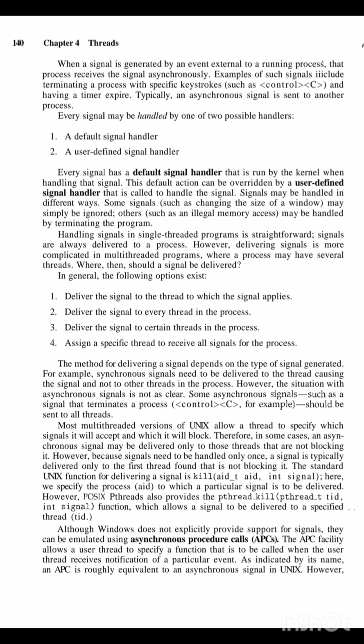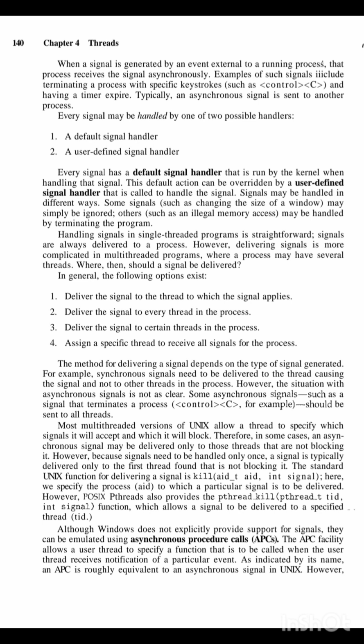found that it is not blocking it. The standard Unix function for delivering a signal is kill. Here, we specify the process to which a particular signal is to be delivered. However, POSIX pthreads also provide the pthread_kill function that will allow a signal to be delivered to a specific thread. Although Windows does not explicitly provide support for signals, they can be emulated using asynchronous procedure calls (APCs).